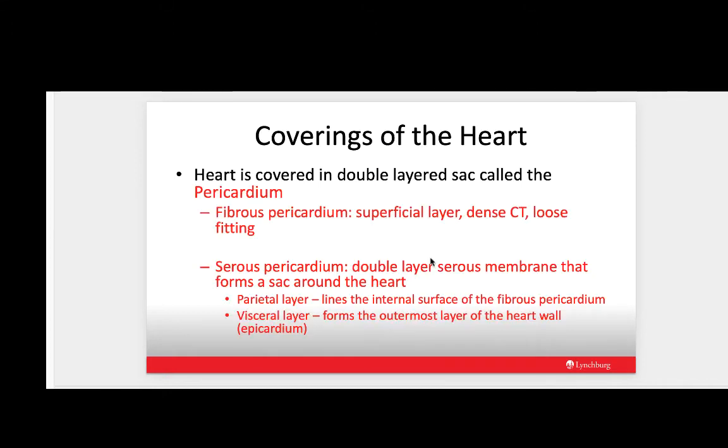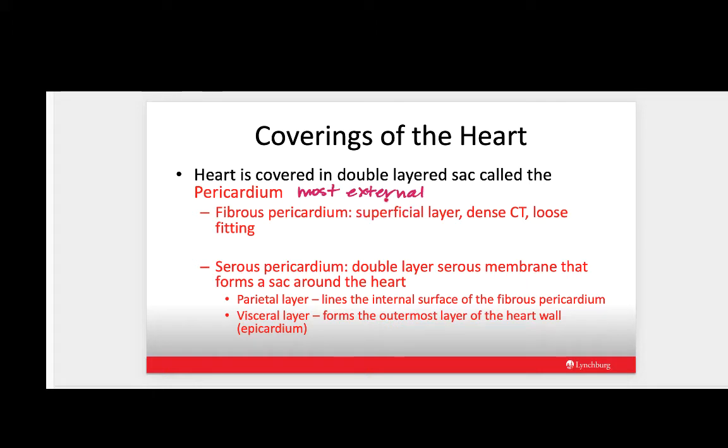Okay, let's talk about coverings of the heart. So the heart is covered in a double-layered sac called the pericardium. And so this is really the most external covering of the heart if we talk about it in terms of different layers.